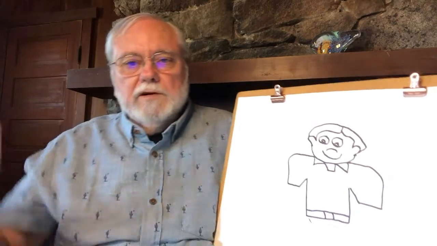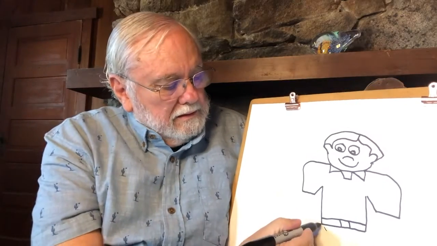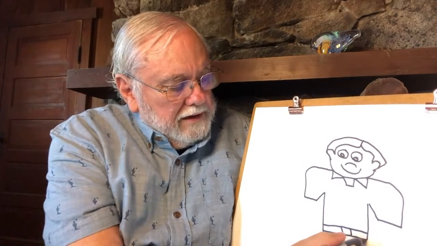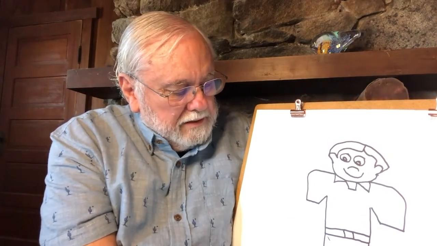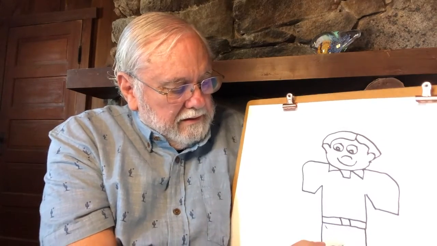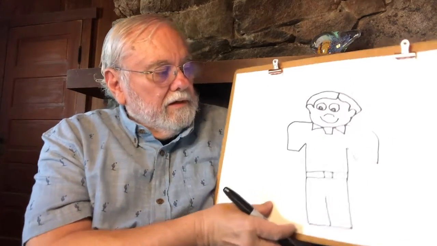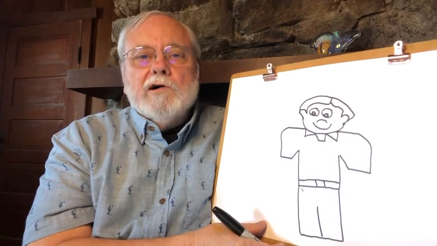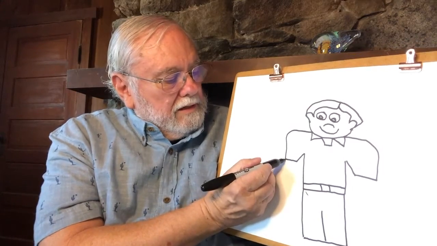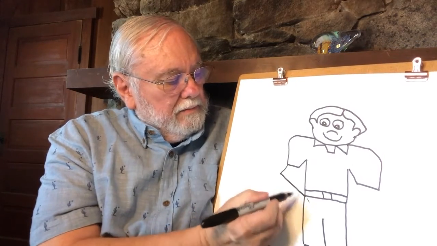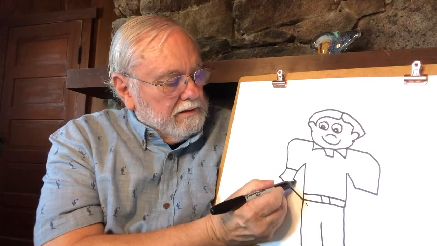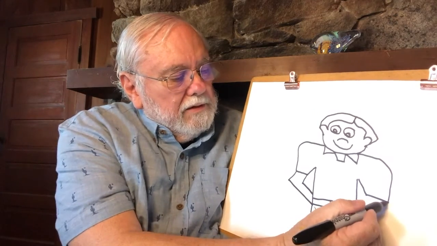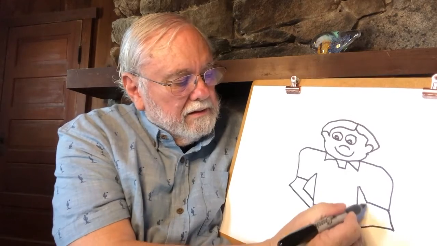Show me when you're ready for legs. We'll come down, and if you run out of room at the bottom of your paper, that's all right. And put a line down the center. Show me when you're ready for arms. I'm going to come out a little and then angle down by the belt. And do the same thing on this side.